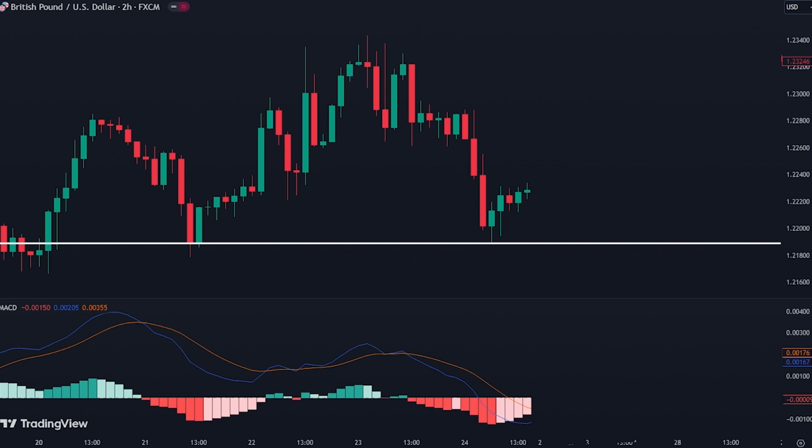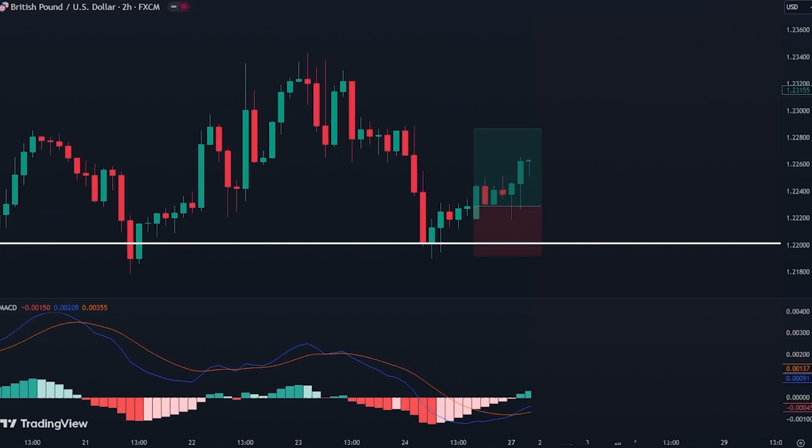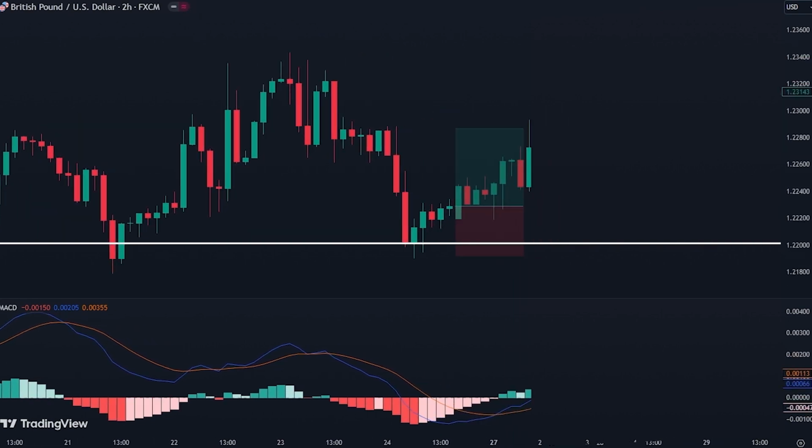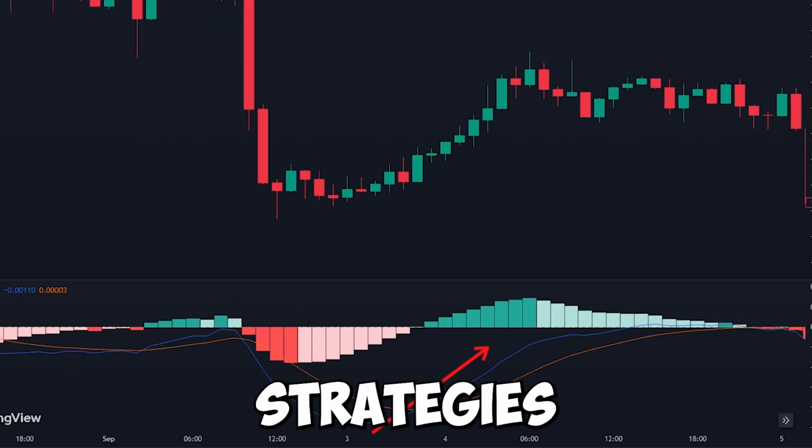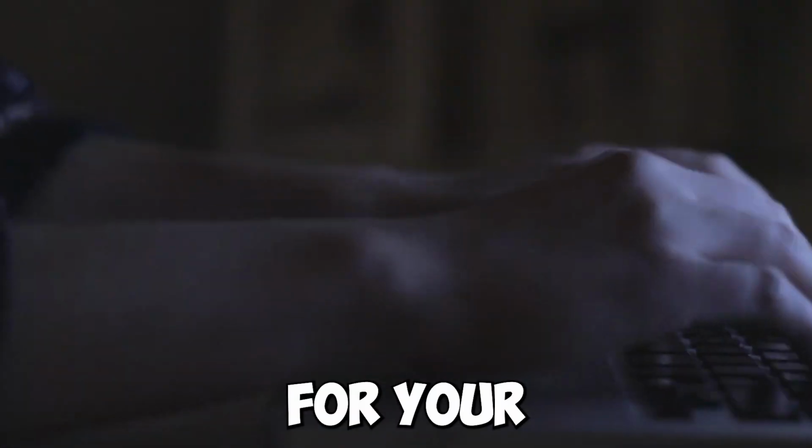Now let's get back to the 2-hour time frame and use our exit strategy. So for our stop loss, you can place it at the key level and set your profit target at 1.5 times your stop loss. And as you can see, this trade ended up being profitable. So I just shared high win rate MACD strategies that you can now simply apply to your everyday trades.